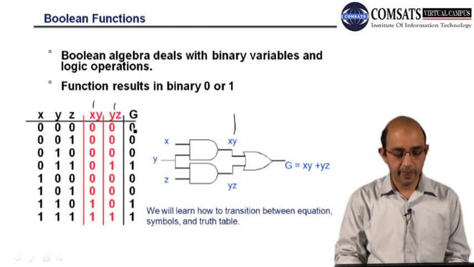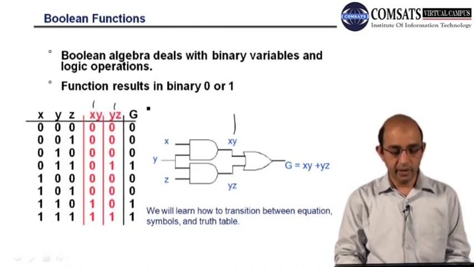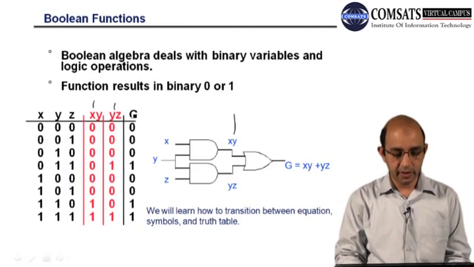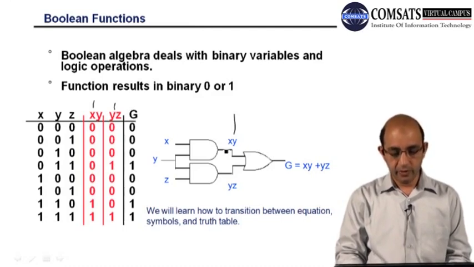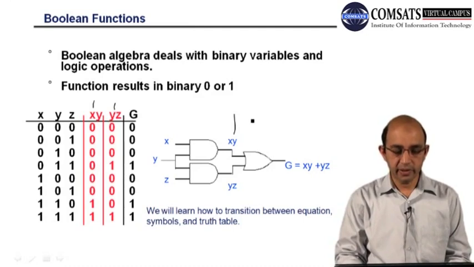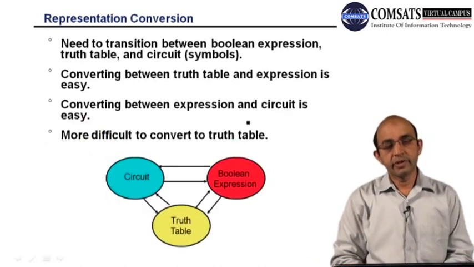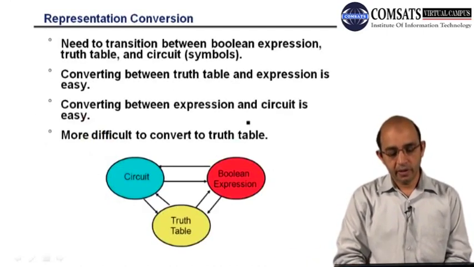You can see that these are three variables. These are the intermediate stages which are mentioned in red, and this is the output. You can always have intermediate stages whenever you are dealing with Boolean functions. So this is the conversion, and this is very important.